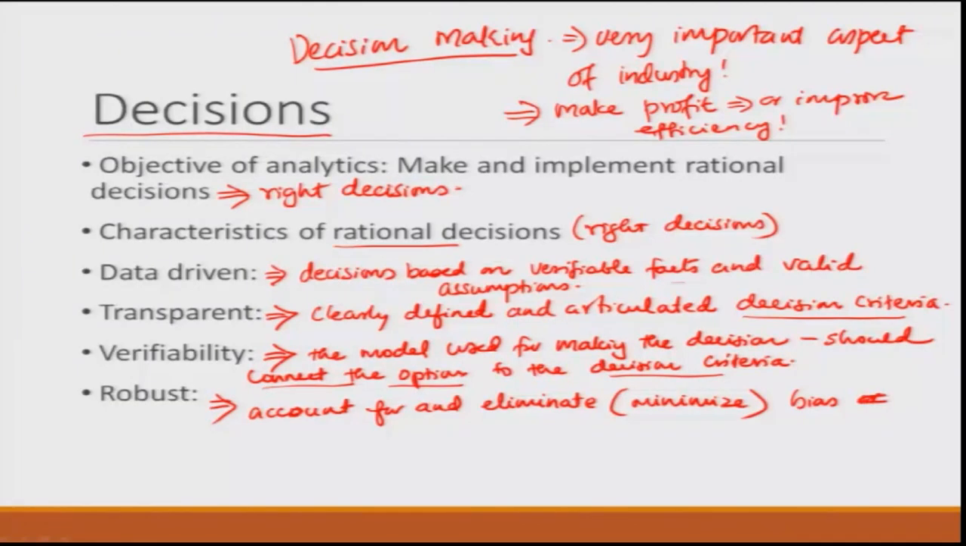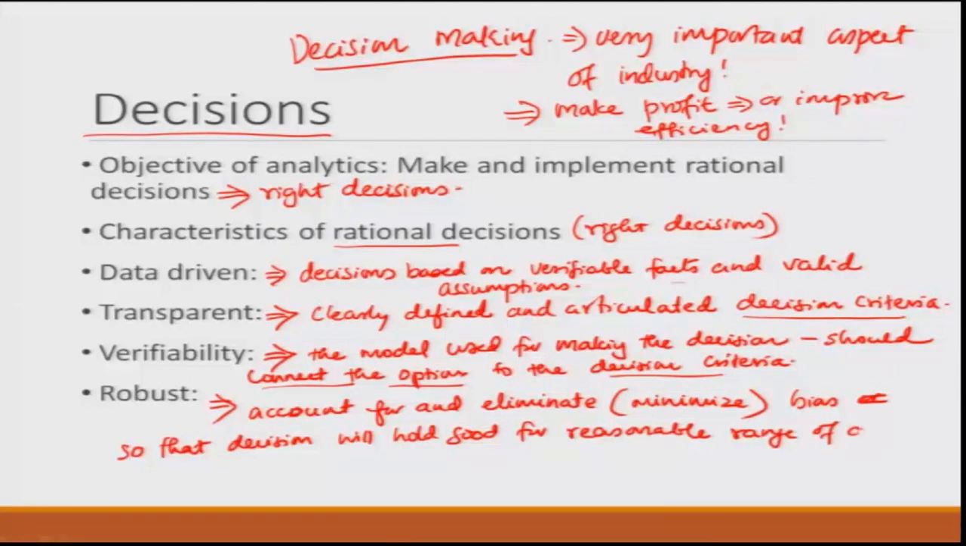Why do we eliminate or reduce the bias? So that the decision will hold good for a reasonable range of decision criteria.